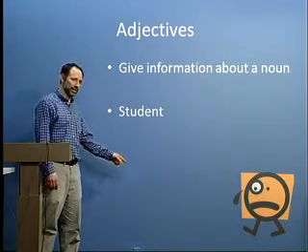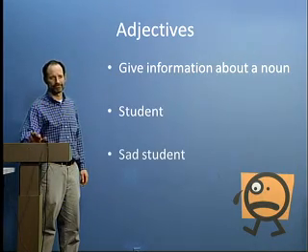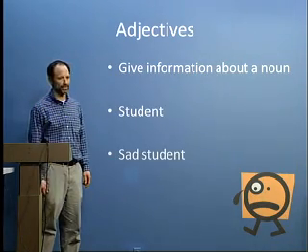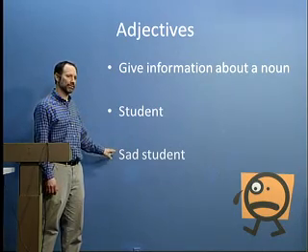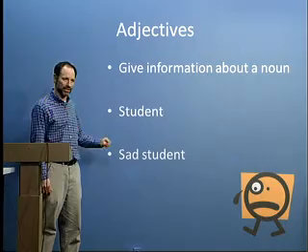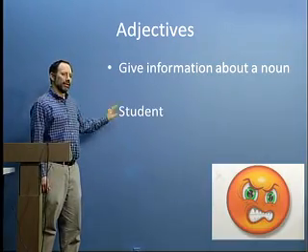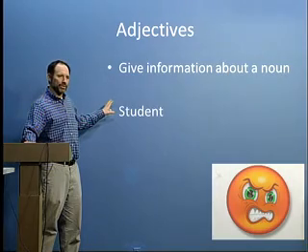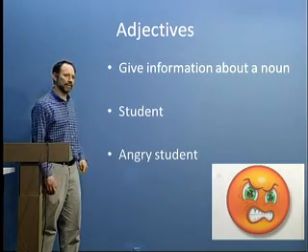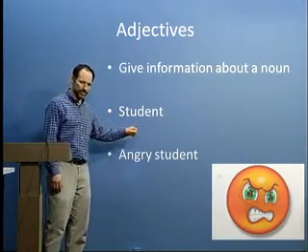So if I have another student here, how would we describe this student? "Sad student." Student is the noun. Sad describes what kind of student I have. It's an adjective. We have another student. How would we describe this student? "Angry student." Angry, another adjective describing student.